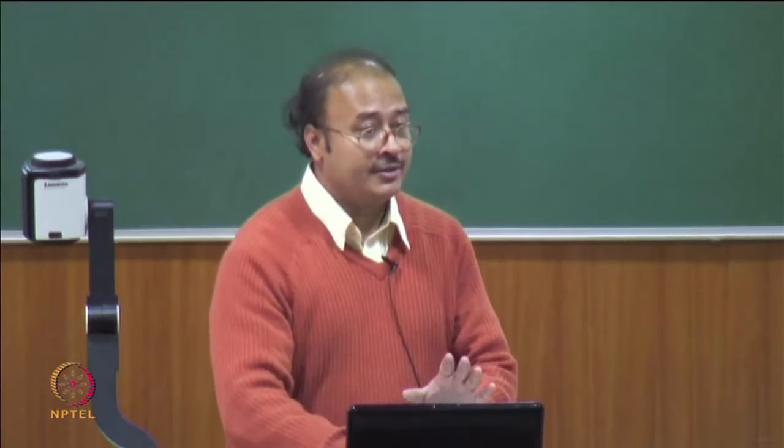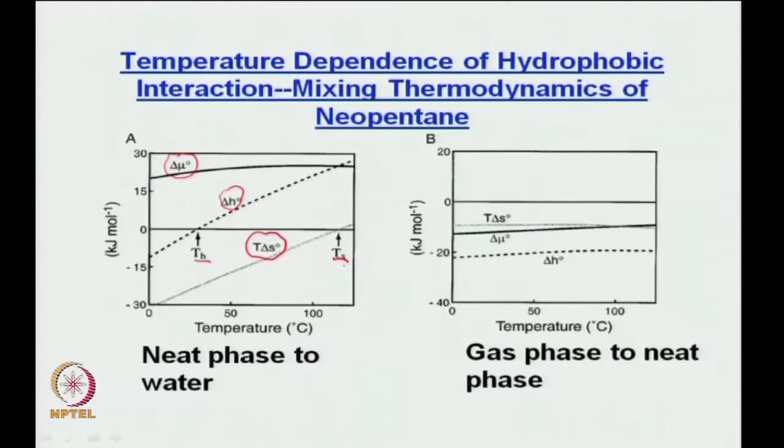Now keeping the same thing in mind, look at what you have on the right hand side. The right hand side again is a gaseous neopentane molecule being put in neat liquid neopentane. What do you see? For one thing, your delta mu 0 is negative, right? That means it is a favorable process, right? You are dissolving gaseous neopentane in liquid neopentane. Obviously, it is a favorable process.